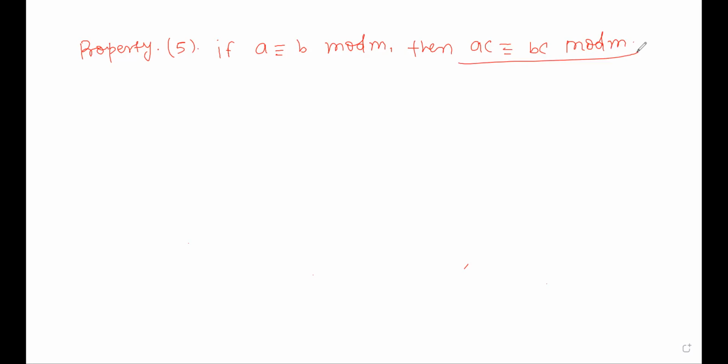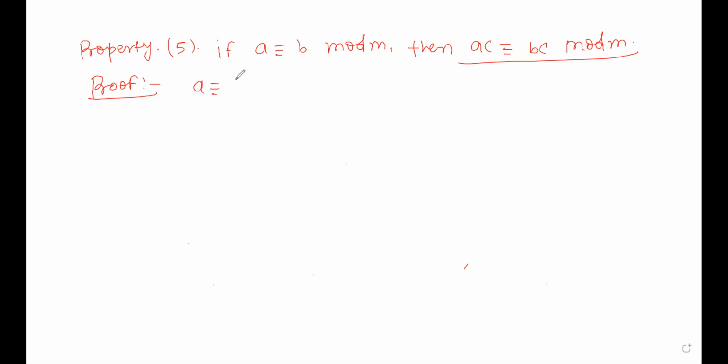Again, we are going to prove the fifth property. It is: if A is congruent to B modulo M, then AC is congruent to BC modulo M. We write its proof here. The proof is as follows.